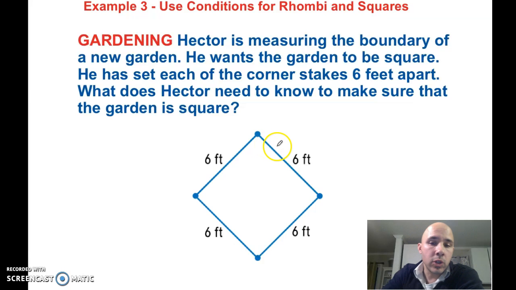All right. So number 1, he needs to know if it's a parallelogram. So since the opposite sides are both 6, they're both congruent, we know it's a parallelogram. So that's a good sign.